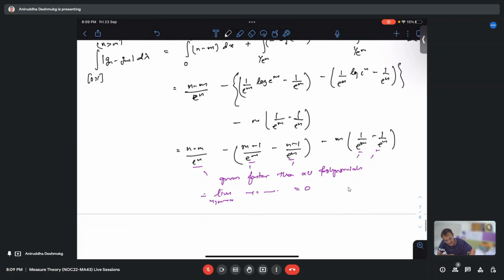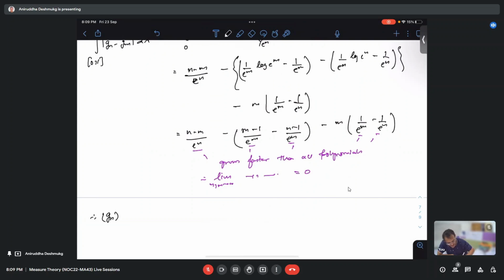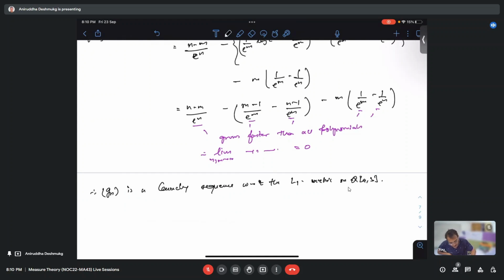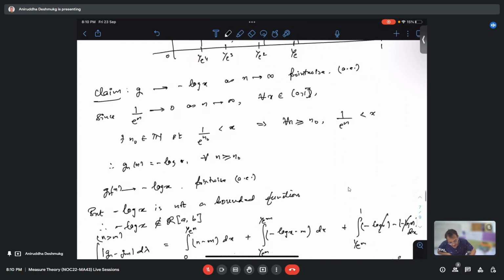And hence Gn is a Cauchy sequence with respect to the L1 norm, or well, let me not call it norm, the L1 metric on R[a,b]. Now coming to the second question, we have proved that it converges to minus log x pointwise almost everywhere. How do we know that it does not converge to some other function in the L1 metric?